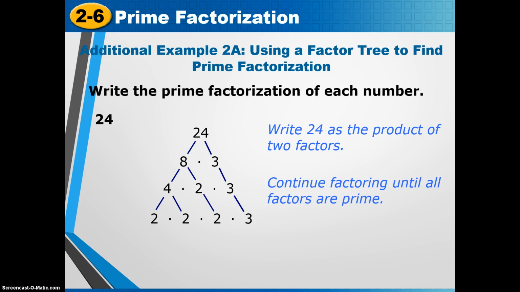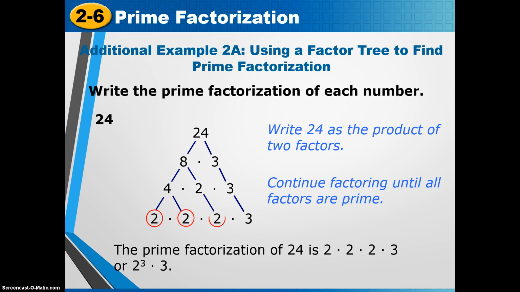So if you notice, the last row is all prime numbers. So that's going to be my prime factorization, but I don't want to write it 2 times 2 times 2 times 3. I want to write it a little bit more efficiently, so I'm going to write 2 to the third power times 3, and that will be the prime factorization.